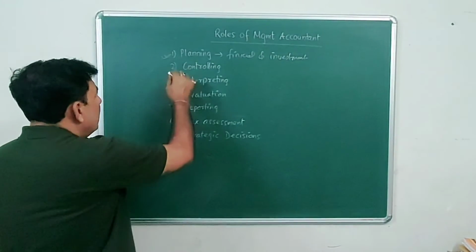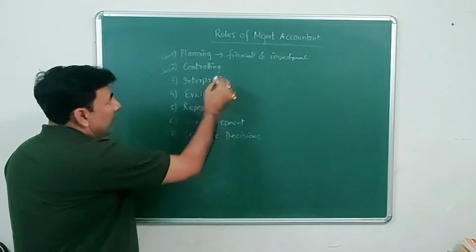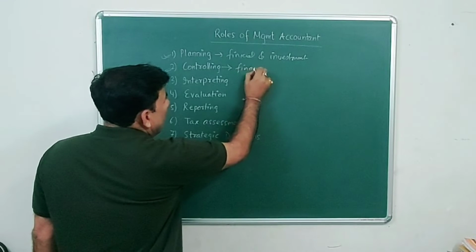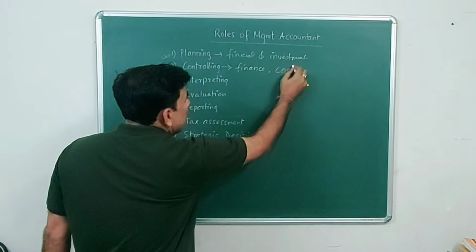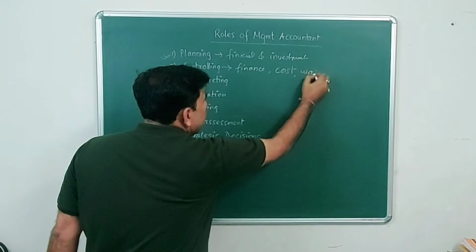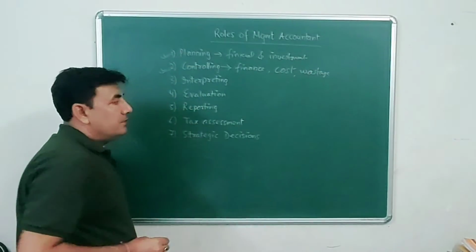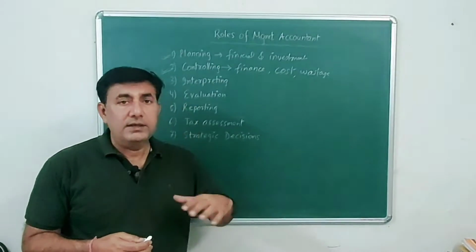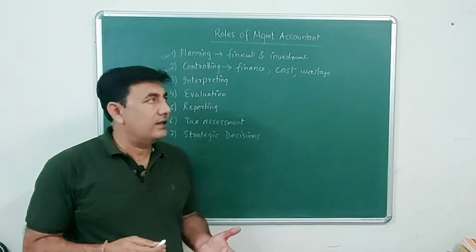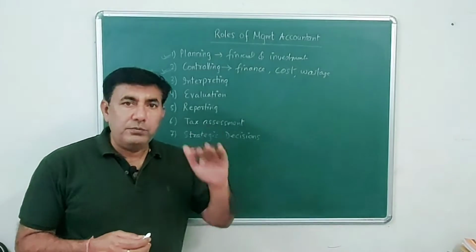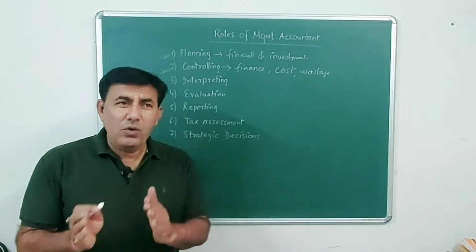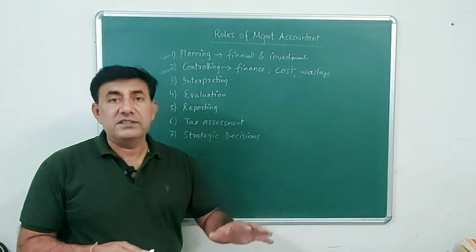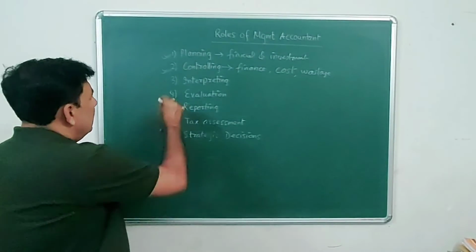The second one is controlling. What will it control? It will control finance. It will control cost. It will control wastage. So like that, you can define all these points. Controlling: he should not waste finance on unnecessary activities. He should always try to minimize the cost of production and all the other miscellaneous costs, and he also tries to minimize the wastages. So like this.